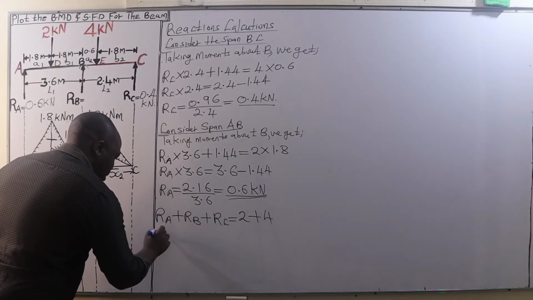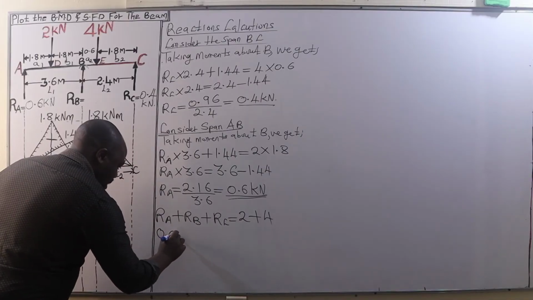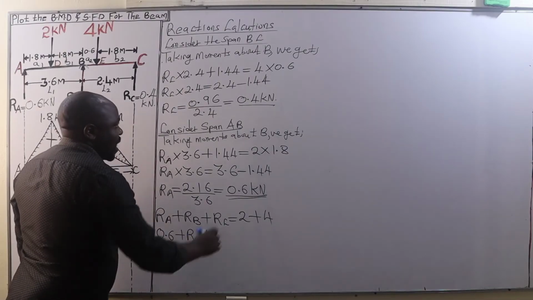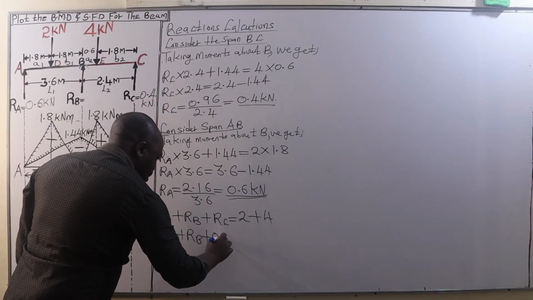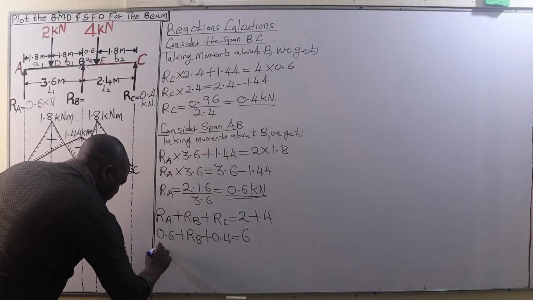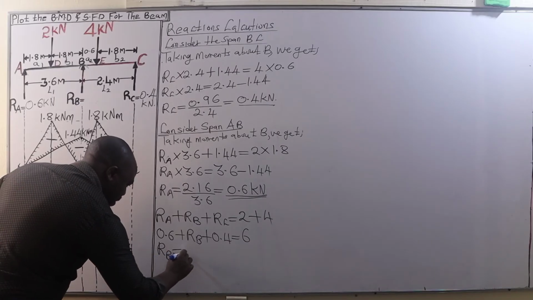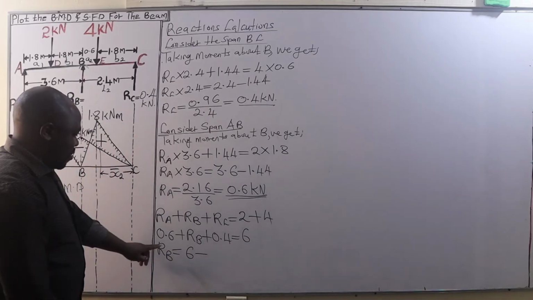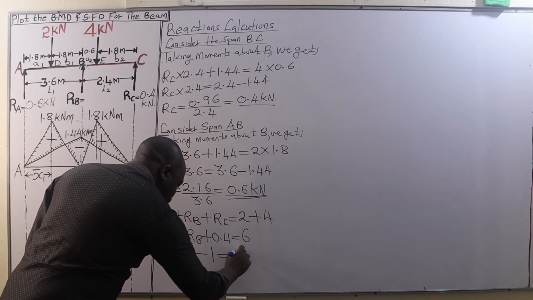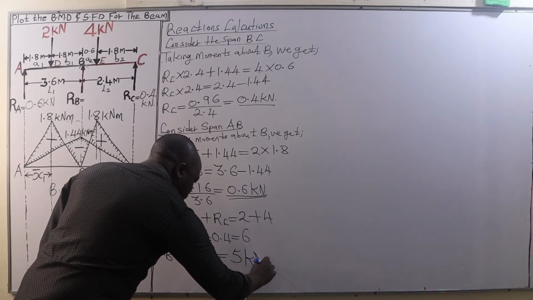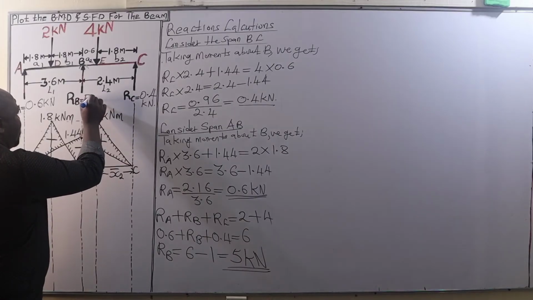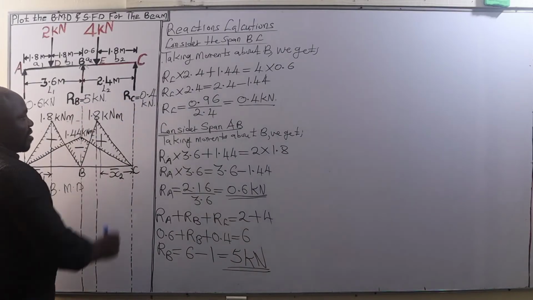RA is 0.6 kilonewtons plus RB, which we are calculating, plus RC, which is 0.4 kilonewtons, equals 2 plus 4, which is 6 kilonewtons. Therefore, RB will be given by 6 minus 0.6 plus 0.4, that is 1. So 6 minus 1, which is 5 kilonewtons. And therefore, the reaction at B is nothing else but 5 kilonewtons.